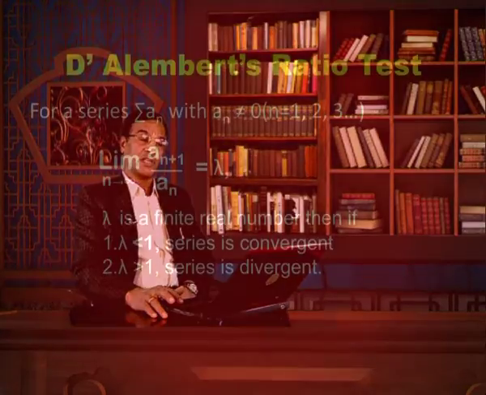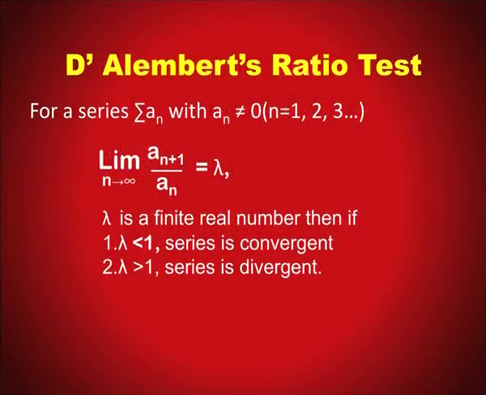Now, I will explain the third test, that is D'Alembert ratio test. For the series sigma a_n with a_n not equal to 0 for n natural numbers, limit n tends to infinity, a_(n+1) upon a_n is equal to lambda, the finite value. If lambda is a finite real number, then if lambda less than 1, the series converges. If lambda greater than 1, the series diverges.